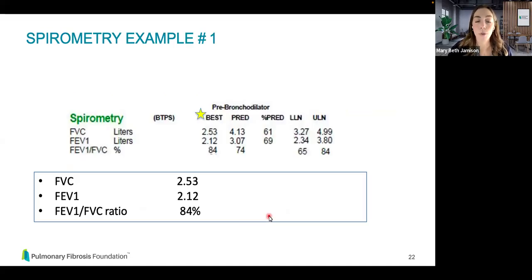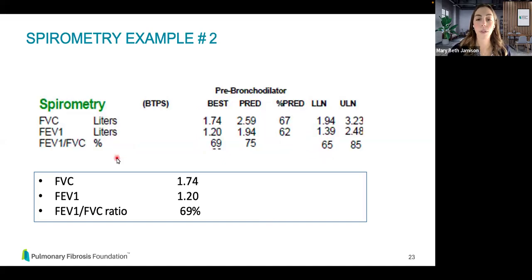Another example on a pulmonary function test report. So this is best, we're using an actual example. This is what somebody did, was 2.53. What they got out in the first second was 2.12. And so that is where we get that 84 percentage. It's a percentage number. Another example, 1.74 was that total liters that they were able to exhale. But in the first second, it was 1.2, and that's how we get that 69 percentage number.